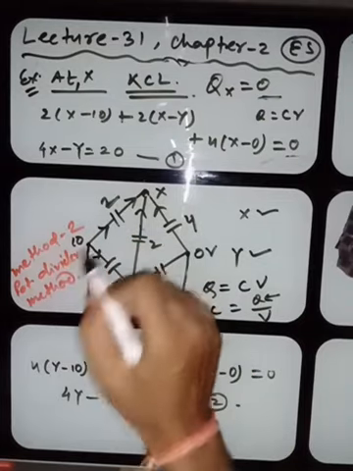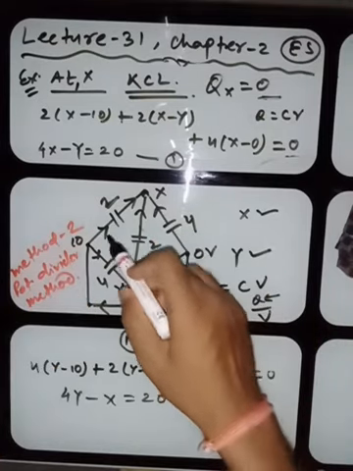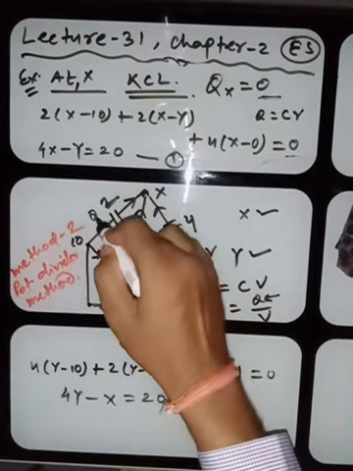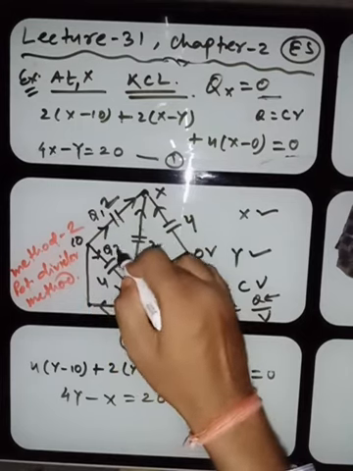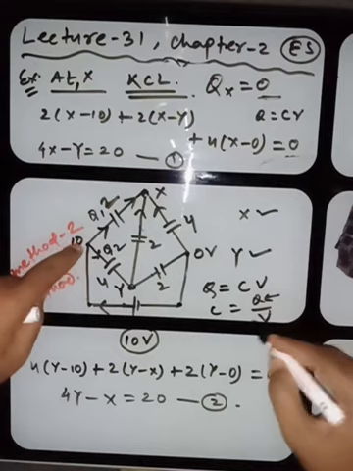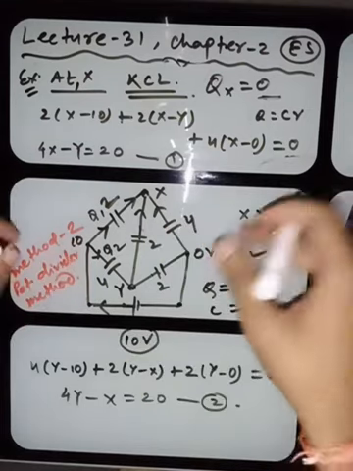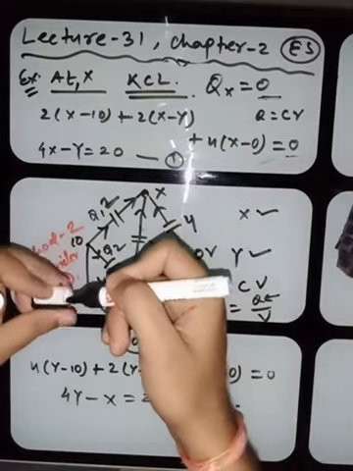After knowing the values of x and y, you will find the charge over here, suppose it is Q1, and the charge over here, suppose it is Q2. By adding Q1 and Q2, this will be Q, and dividing by V, you will get the equivalent capacitance. Okay, my dear students, so this is the voltage divider method.